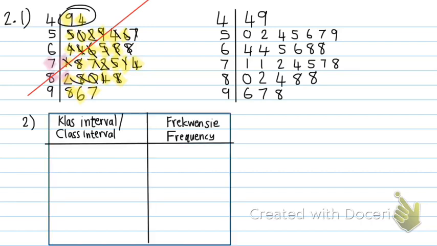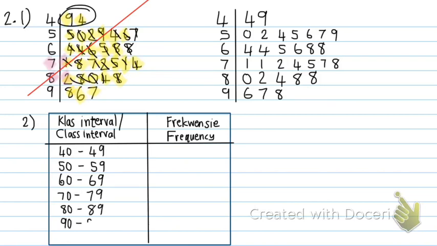So I make a table which has class interval on the left and frequency on the right. So I'm going to count how many of the numbers are between 40 and 49, how many of the numbers are between 50 and 59, and how many are between 60 and 69, how many are between 70 and 79, and 80 to 89, 90 to 99. Now I go count them.